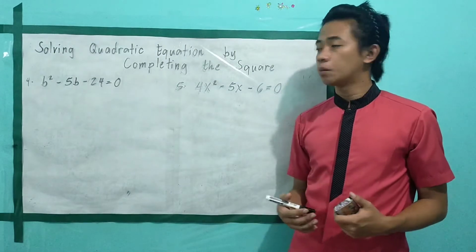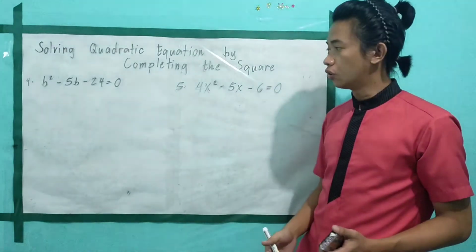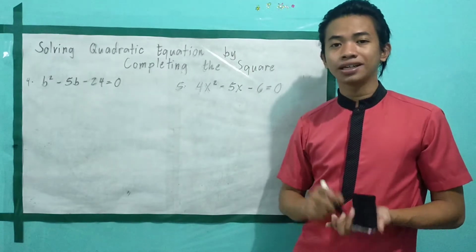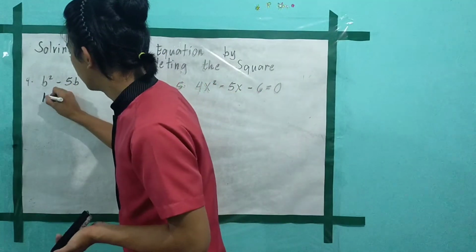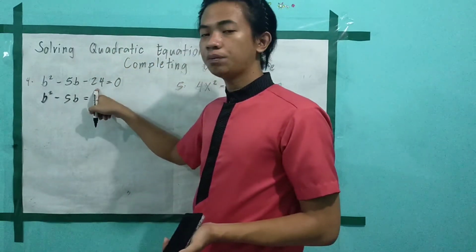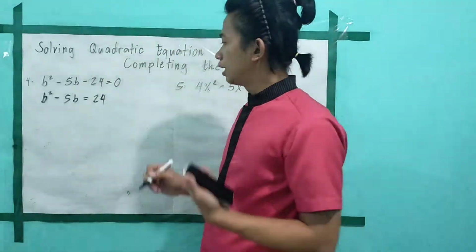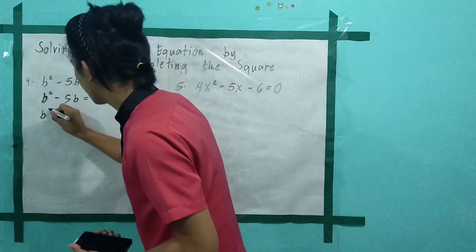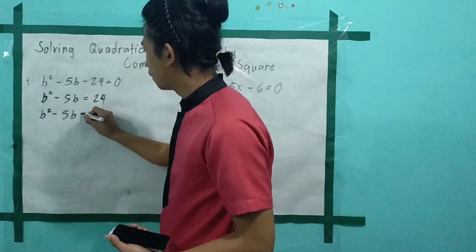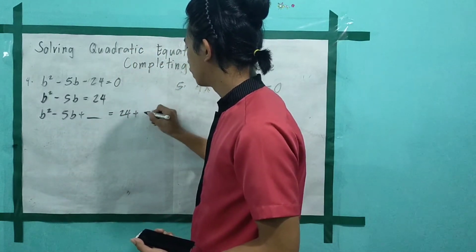Okay, problem number 4. We have b squared less 5b less 24 is equal to 0. The first step in solving a quadratic equation by completing the square is to isolate the constant. So we have b squared less 5b is equal to, using APE, from negative 24 magiging positive 24. Next step tayo, gawin natin siyang perfect square trinomial. So b squared less 5b, then plus blank is equal to 24 plus blank.